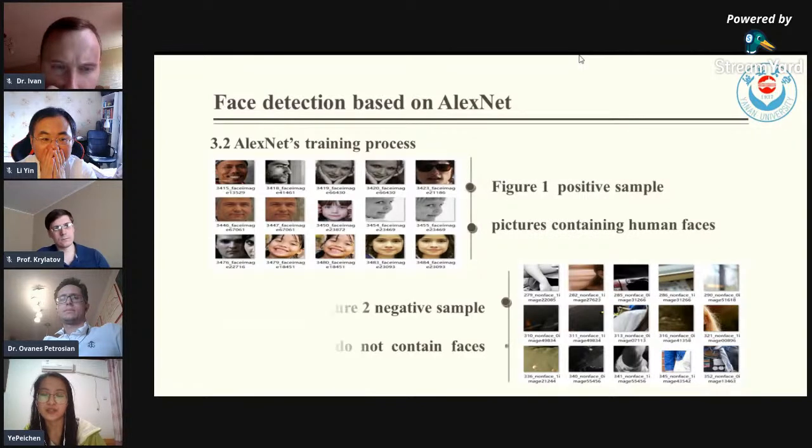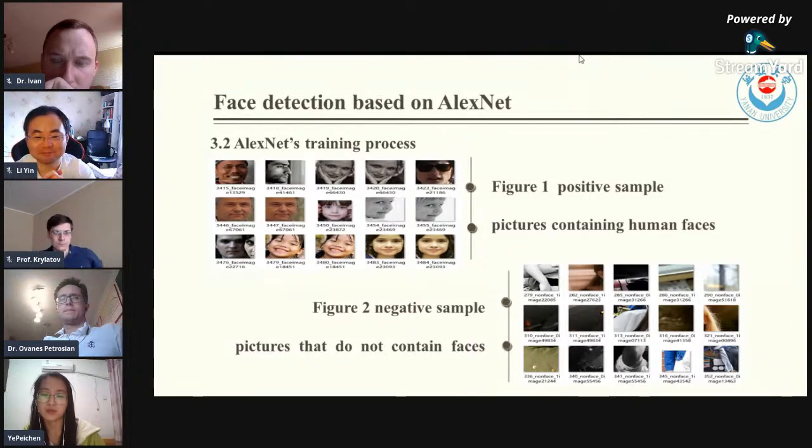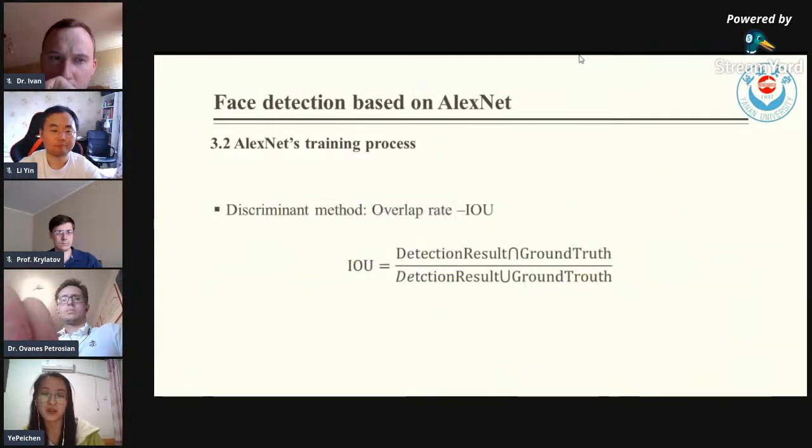Secondly, AlexNet's training process. Before training the classifier, we need to divide the generated candidate frame pictures into positive and negative samples. Images containing human faces are taken as positive samples. Negative samples can be any pictures that do not belong to human faces, as shown in Figure 1 and Figure 2. When classifying positive and negative samples, this paper used the intersection over union, IOU, to distinguish. In face detection experiments, IOU can be understood as the ratio of the intersection and union of the detection result and the candidate box against the ground truth box.